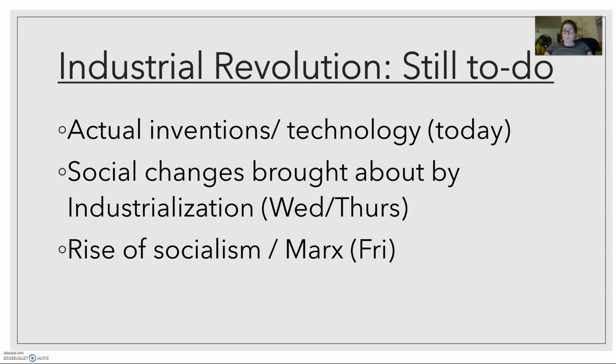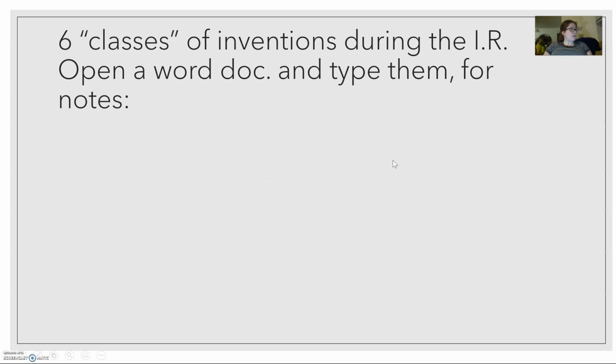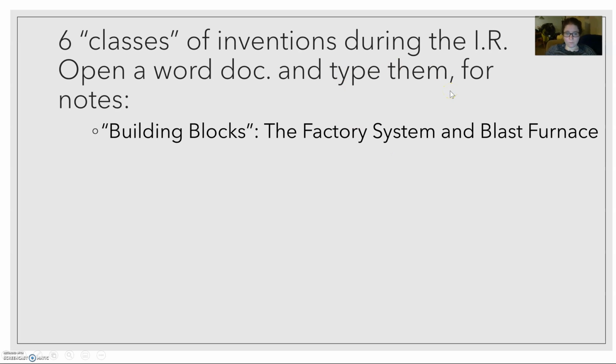So, for today, getting into actual inventions in technology. And here's where you need to start taking notes. Okay, there were 6 classes of inventions. And I'm using the word invention kind of loosely here. But there's 6 classes of inventions we need to know about during the Industrial Revolution. For the moment, I just want you to type each of these classes down, each of these names. So, type them out, get all 6.